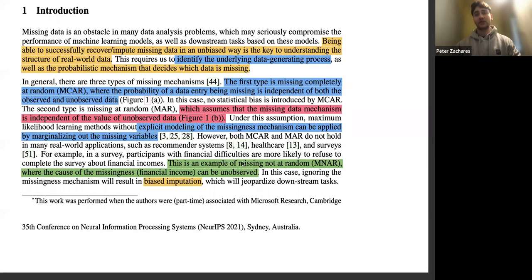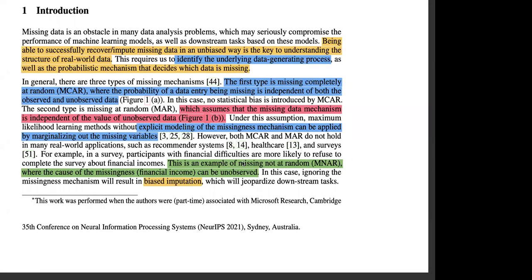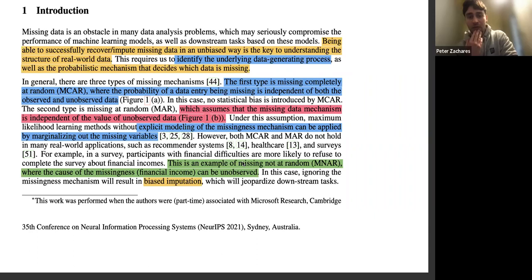And then the last one, which is the focus of this paper, is called missing not at random. This is when the missing mechanism is conditioned on unobserved variables as well. So basically, within your data point, you have values that are missing, and the reason why they're missing is also whatever value they took on. I hope that all makes sense.